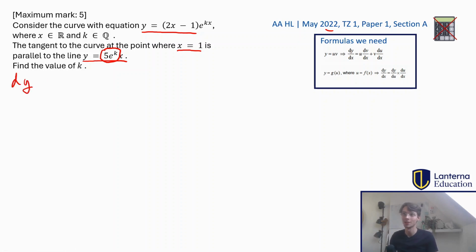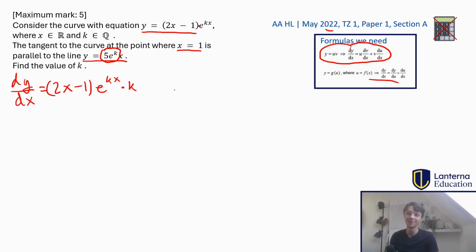We need to take the dy/dx, and we've got two things multiplied, so we need to use the product rule, which is the one I've got right over here. Product rule says first term not differentiated, times the second term differentiated, so e to the power of kx. What is that differentiated? Well, e to the power of kx stays the same, but we have to multiply with kx differentiated. That's the chain rule in use right there. And then we say plus e to the power of kx not differentiated times 2x minus 1 differentiated, so that just becomes times 2.